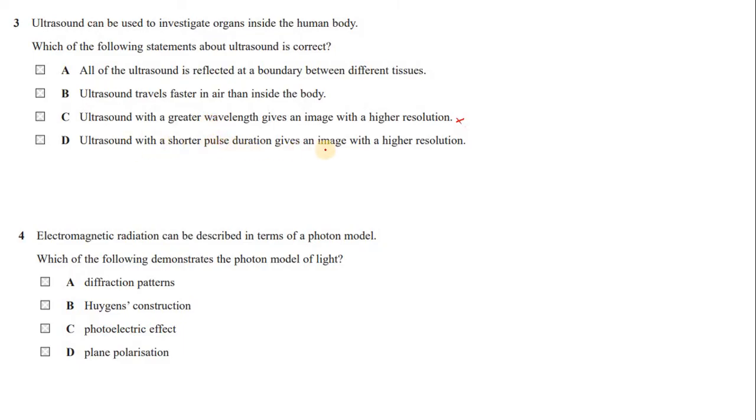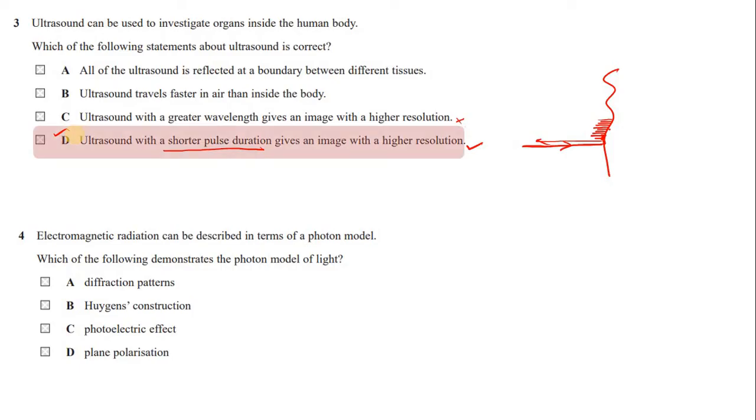Ultrasound with shorter pulse duration gives an image with high resolution. This is correct, because a shorter pulse can give an image with high resolution. The reason is, if this is some object from which the ultrasound is being reflected, a shorter pulse means the pulse will come and return quickly before moving on to the next space. So with a shorter pulse, every minor detail can be obtained. So D is the correct option for ultrasound imaging.